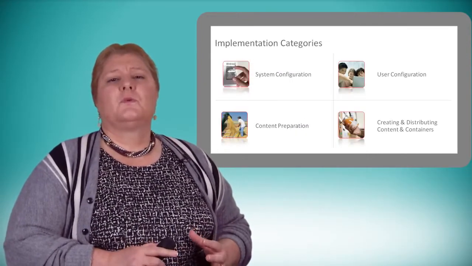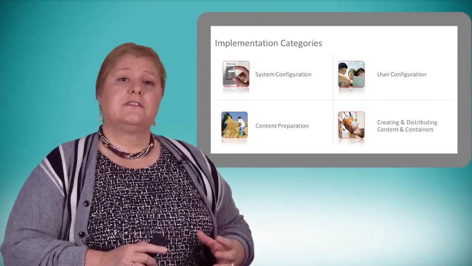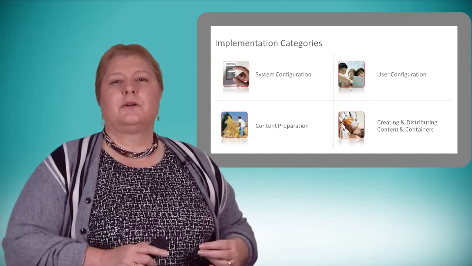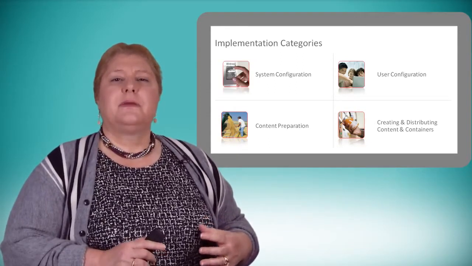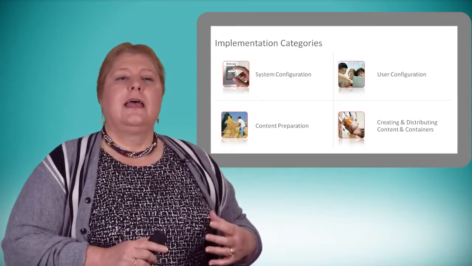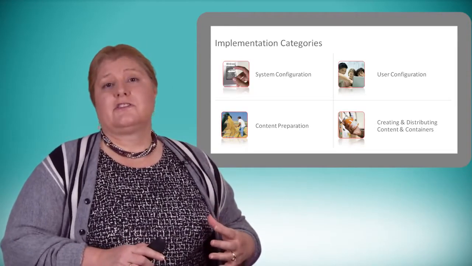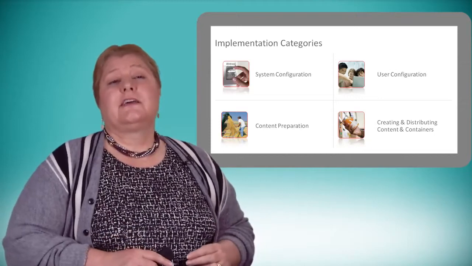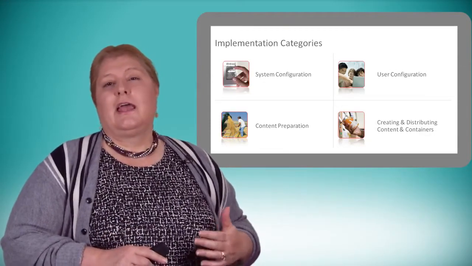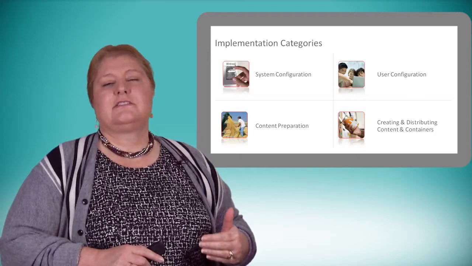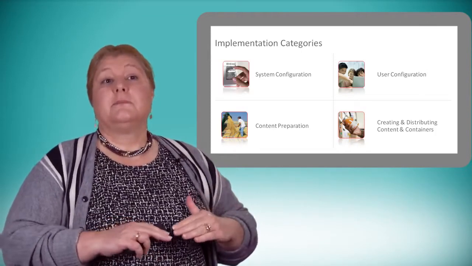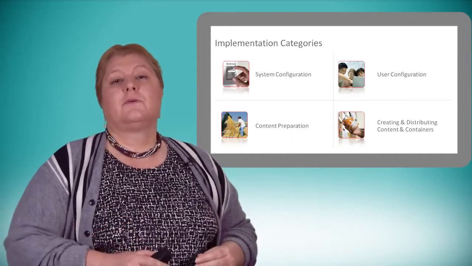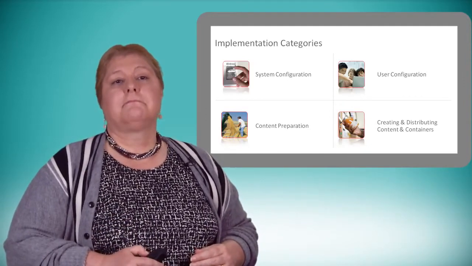Initially, we start with the implementation categories, and what you'll see here are the four different types of tasks that we put together in the system. So we have the basics of system configuration, and then we have the user configurations, and those give us the baseline on which we can then build and put together the content preparation and the creating and distributing content and containers. So we build the baseline as our starting point, and then we add in all of the different content that we want our users to be able to work with.